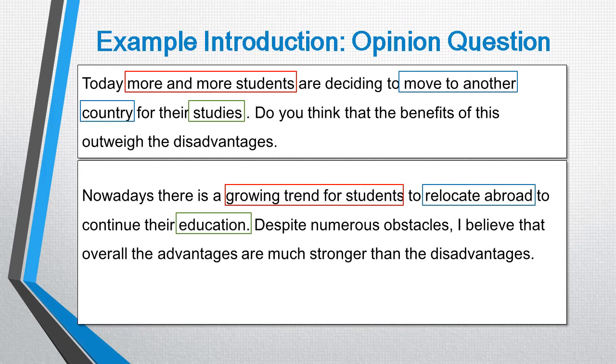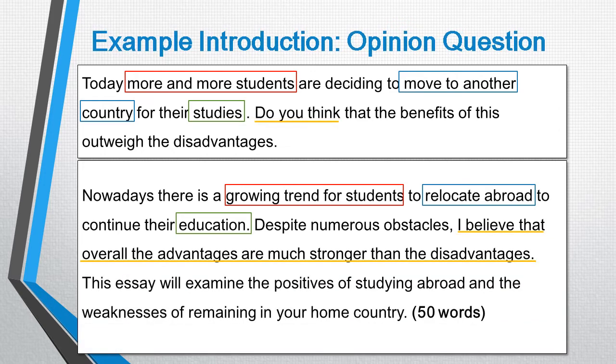Next, we need to respond to the question. So this is an opinion question, so we definitely need to give our opinion. It even asks us, do you think? So we're going to respond with, despite numerous obstacles, I believe that overall the advantages are much stronger than the disadvantages. So we're showing the examiner exactly what we think.